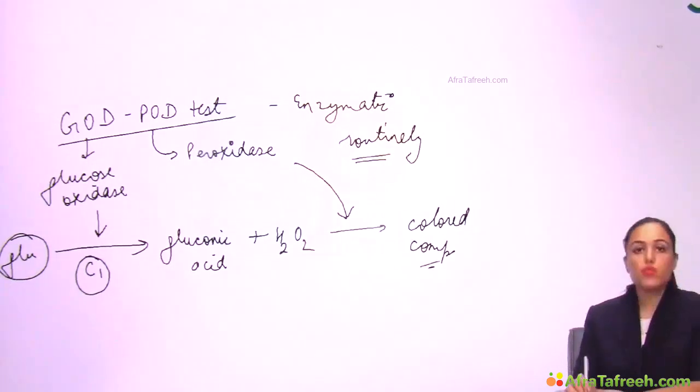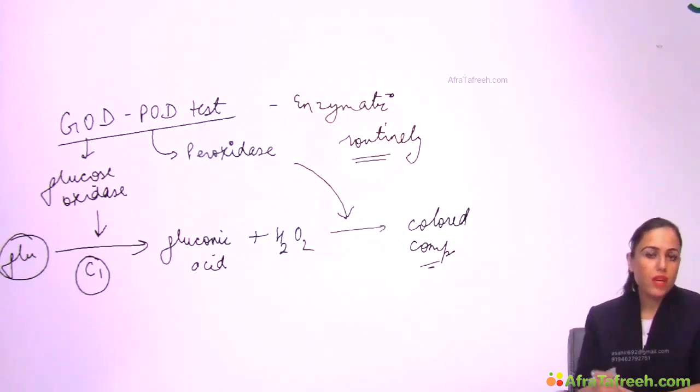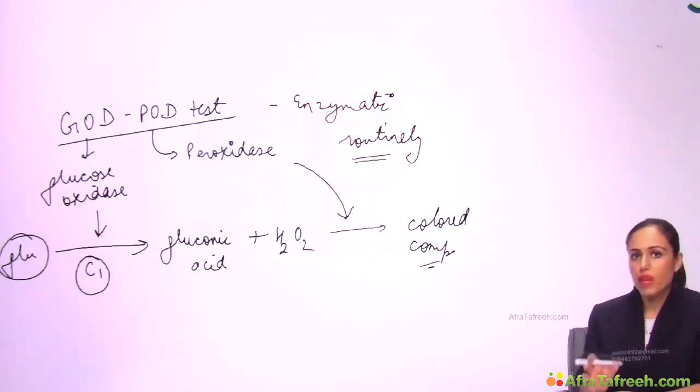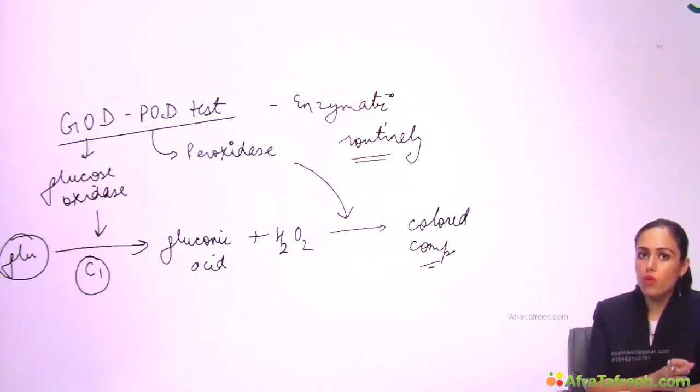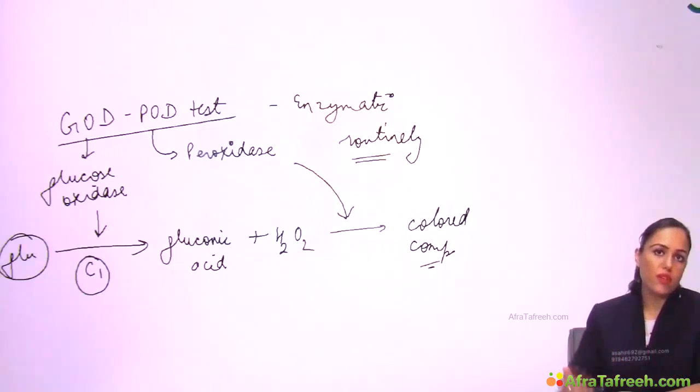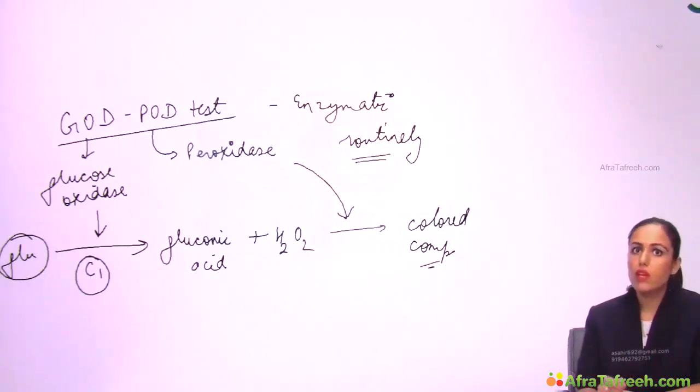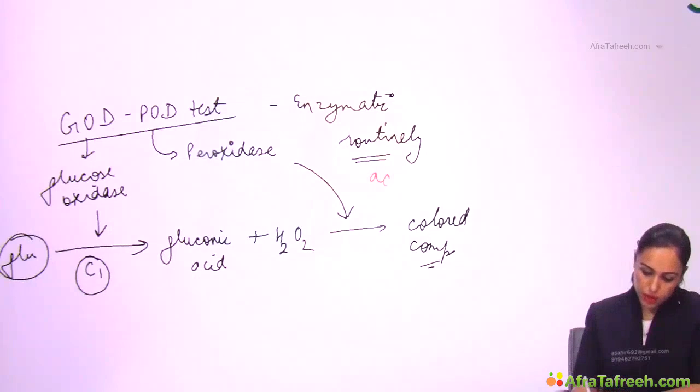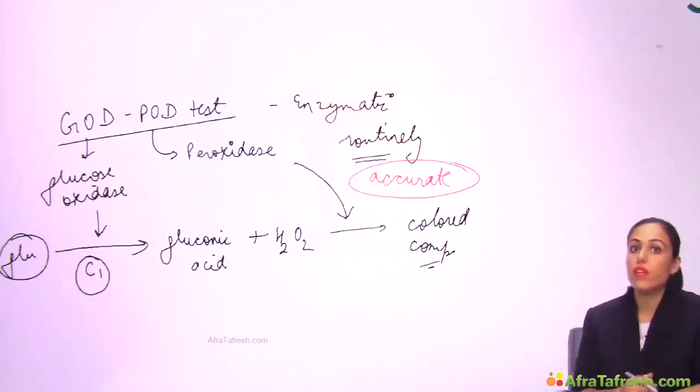In biochemistry, we have the principle of colorimetry. If some colored compound is formed, then we can estimate the amount of the analyte which is used in that reaction where the colored compound is formed, right? So easily that can be measured. Because it is an enzymatic method, it gives very accurate results, again because the enzyme is very specific for its substrate, right?